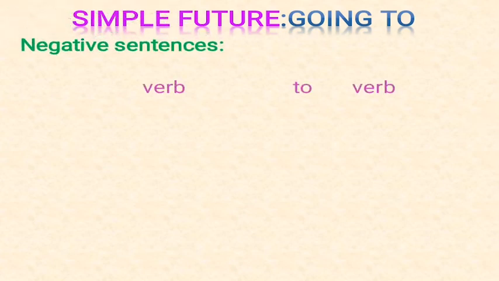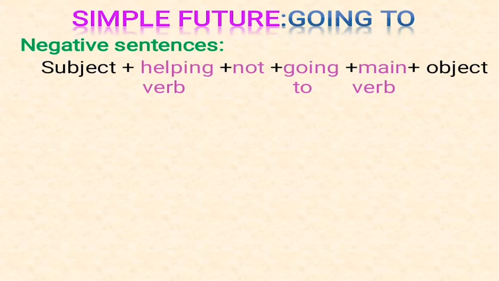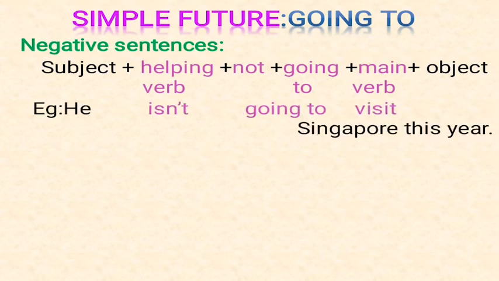Now we'll learn about the structure of the sentences. Already I explained to you the affirmative sentence, is it not? Now we'll learn about the structure of going to for a negative sentence. Negative sentence: subject plus helping verb plus not plus going to plus main verb plus object. Example: he isn't going to visit Singapore this year.